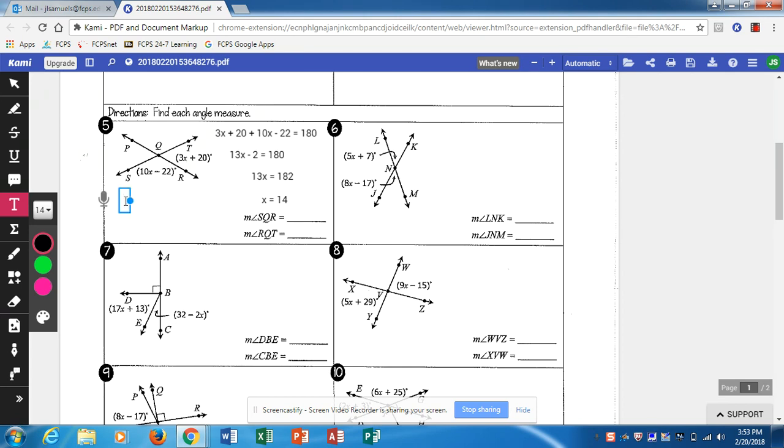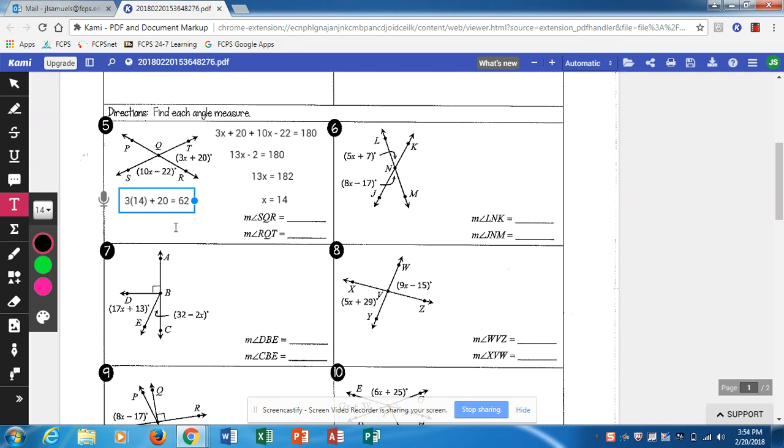So that's going to leave us with 3 times 14 plus 20. And 3 times 14, 3 times 4 is 12, carry the 1. It's going to be 42. So then that's going to be 42 plus 20, which is 62.